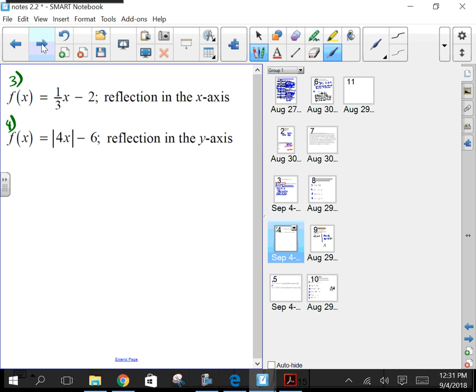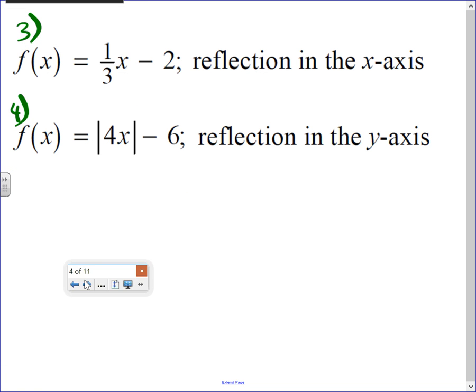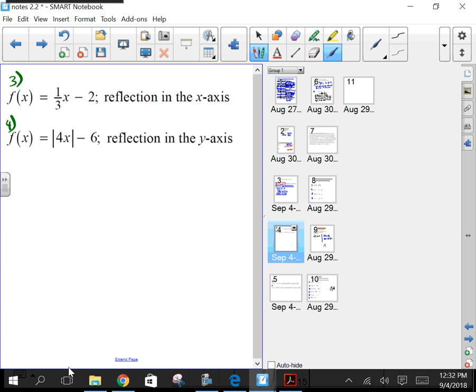Number 3. Go write 3 and 4 on your notes. Go write 3 and 4, please. F of x equals 1/3 x minus 2, and then write a semicolon, put reflection in the x-axis. And number 4, put f of x equals absolute value of 4x minus 6, and put reflection in the y-axis. Write that down.